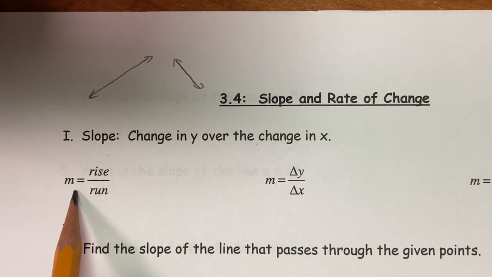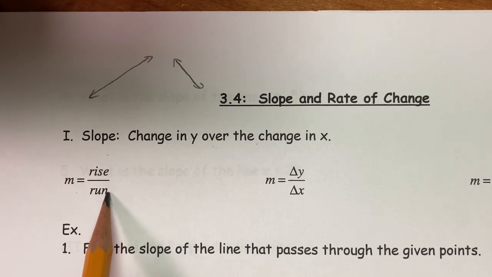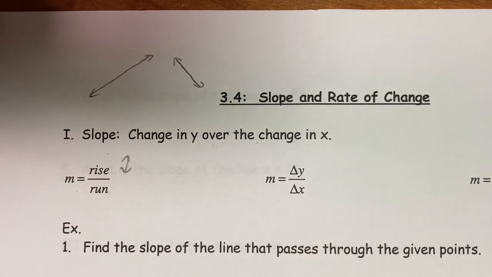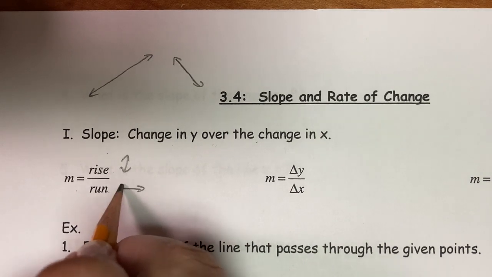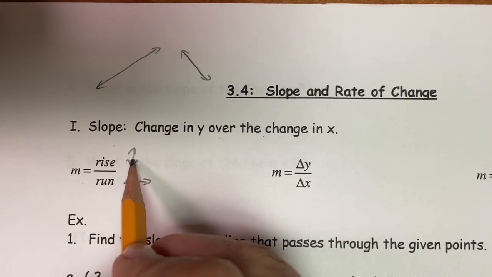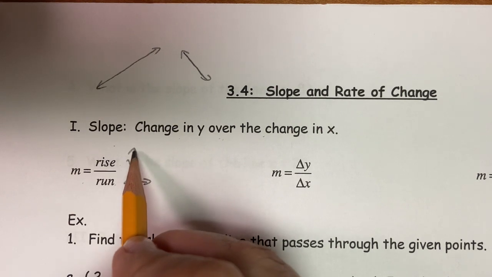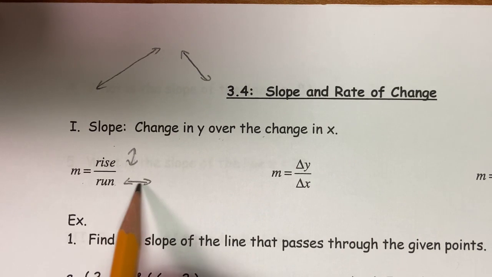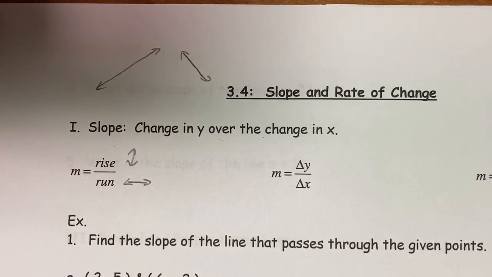One way to think of slope would be rise over run, and we're going to use it in this way when we graph a line using the slope. So rise means going either up or down, and run means going either left or right. And if you think about it, rise means the change in the y's, remembering that the y's are vertical, and run means the change in the x's because the x's are horizontal.